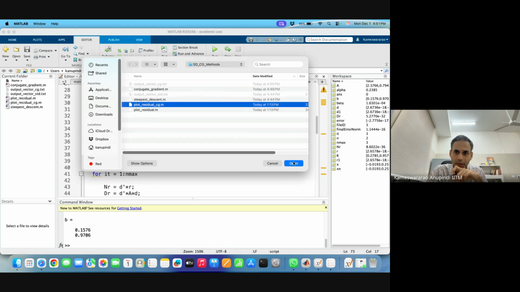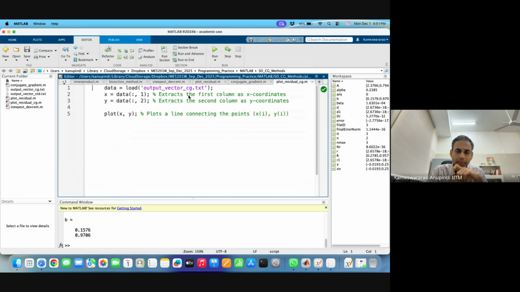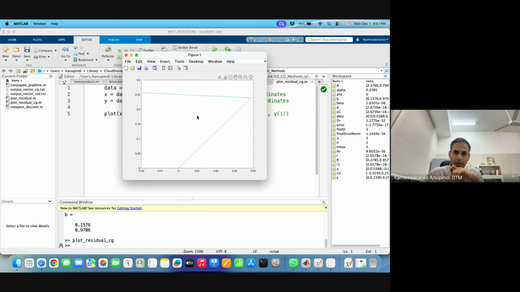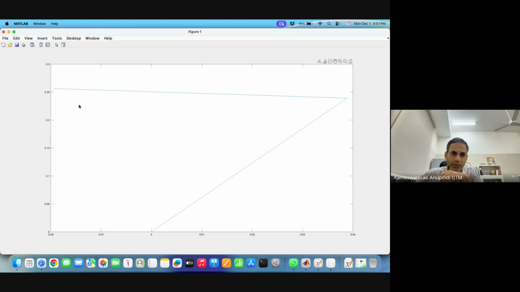Plot residual underscore CG, that is the conjugate gradient residual. So if I run this one, we see just 3 steps and none of them actually repeat. So it starts with 0, 0, it goes this way, and then it comes back and then it just shows you the final answer, right?